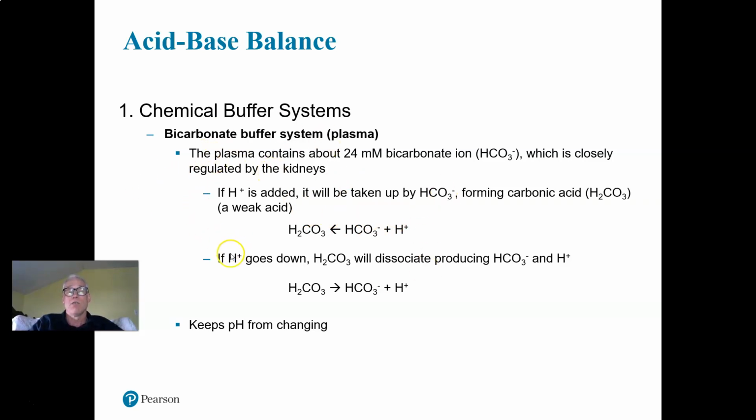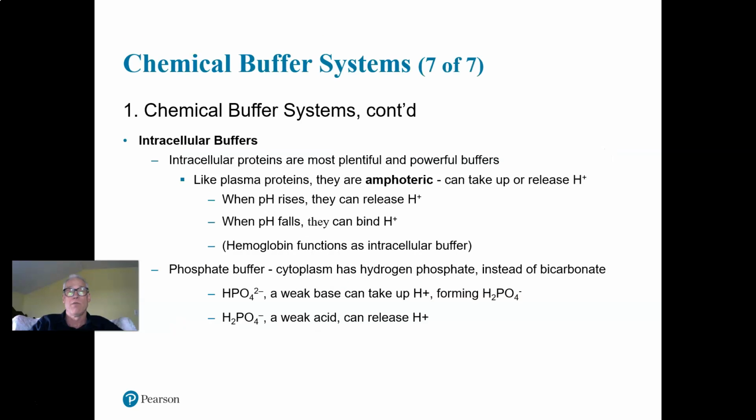If the hydrogen ion concentration goes down, if we had the opposite condition, an alkalosis, carbonic acid could dissociate and will dissociate and release hydrogen ions into the solution to maintain pH, keeps it from changing.